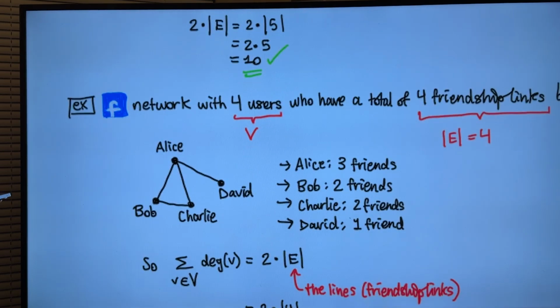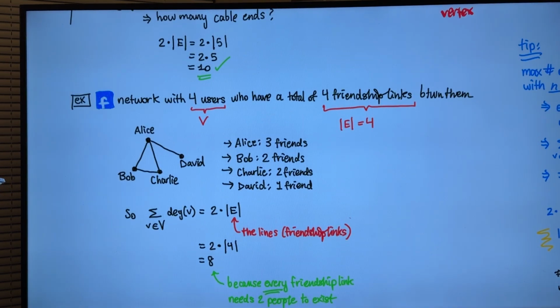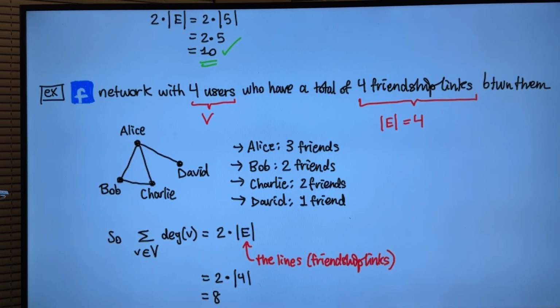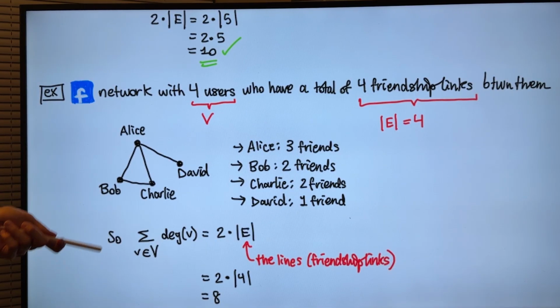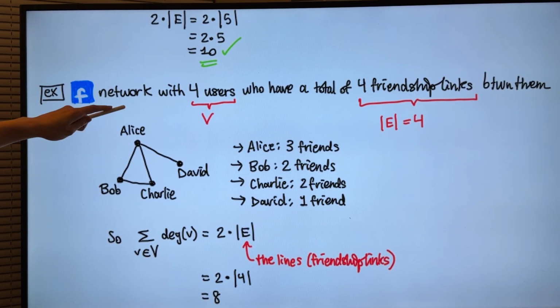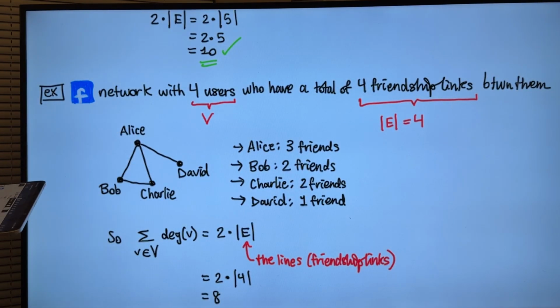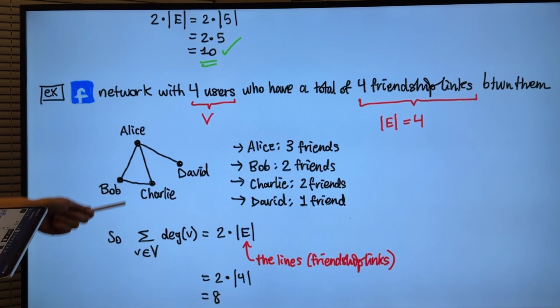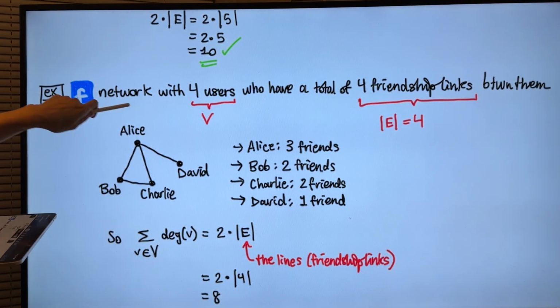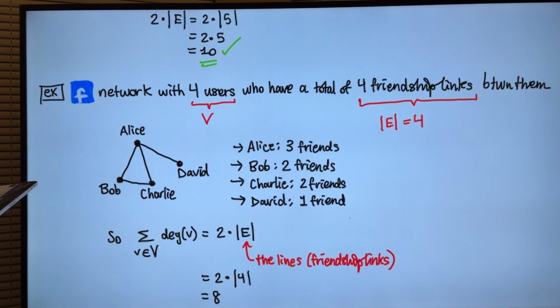Okay, now another example. This is people again. Let's say you have a Facebook network with only 4 users who have a total of 4 friendship links between them. So in this case, V is 4 for 4 users, and the number of edges is 4. So I drew out what this looks like. Let's say Alice has 3 friends, right? She's friends with Bob, Charlie, and David. Bob is friends with 2 people, Alice and Charlie. Charlie is friends with 2 people as well, Bob and Alice. And David is only friends with Alice. So this is just a visual way to draw out that link connection there.